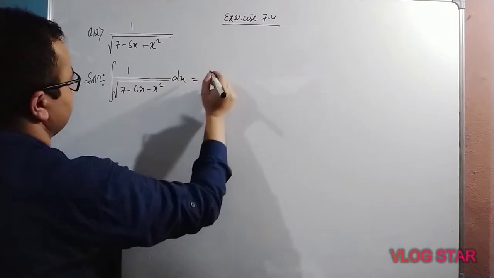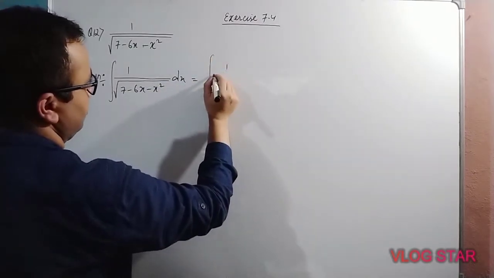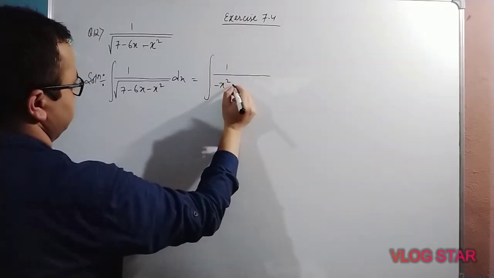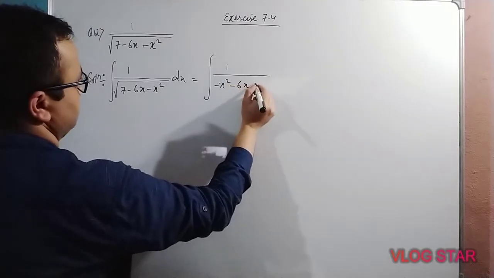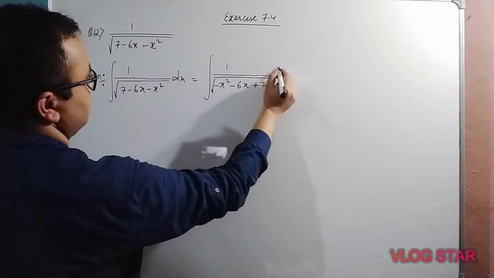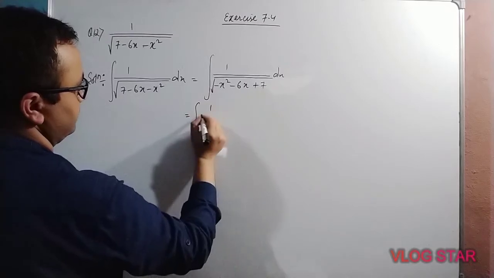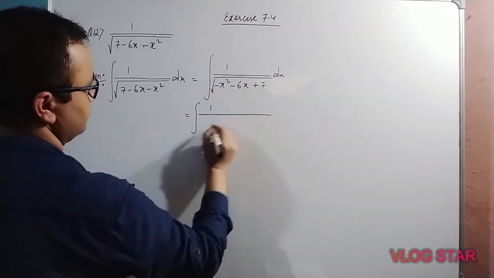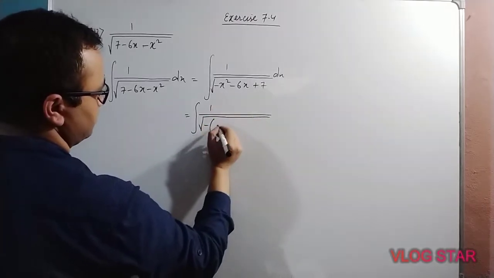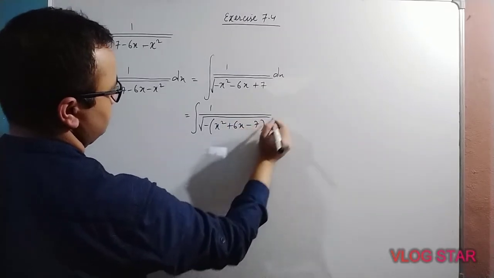Now rearrange into order. So here it is minus x square minus 6x plus 7 inside the root dx. So this equals integration of 1 by root under, now take minus common, minus x square plus 6x minus 7 dx.